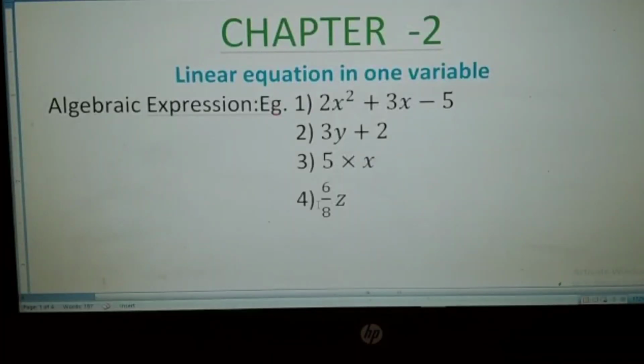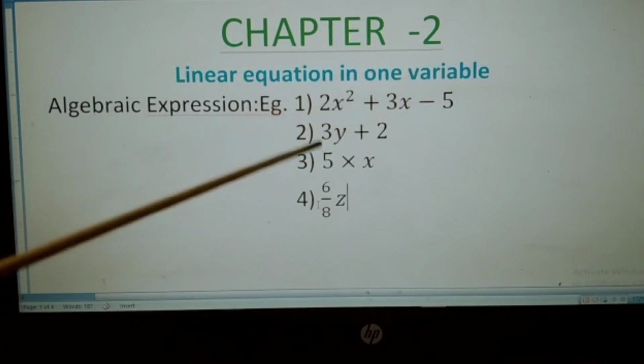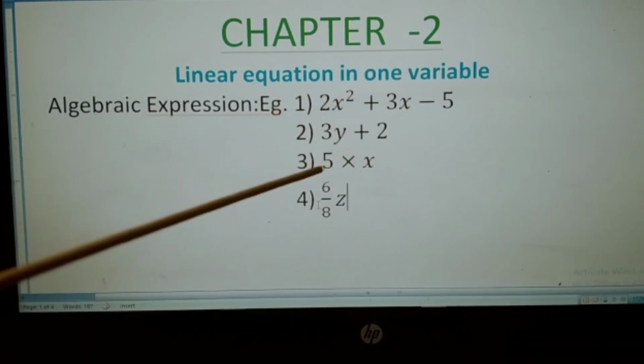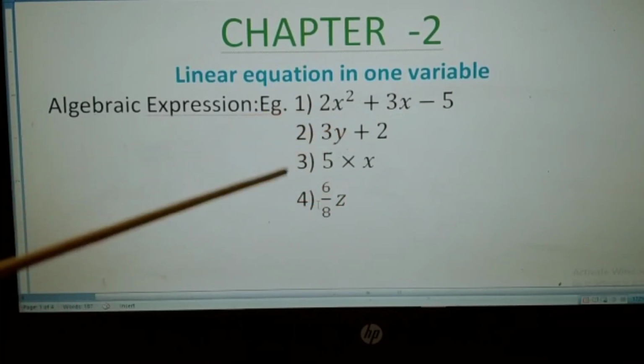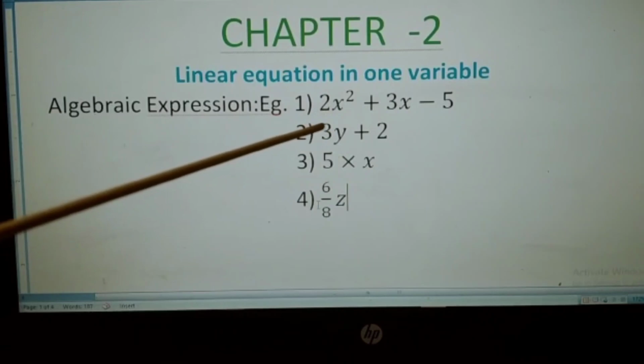Students, today we are starting chapter 2, linear equation in one variable. Before going ahead, I will explain certain terms used in this chapter. In 7th class, you have learned algebraic expression. For example, 2x square plus 3x minus 5, 3y plus 2, 5 into x, 6 by 8 z. Here, we can see some alphabets. These alphabets are called variables.